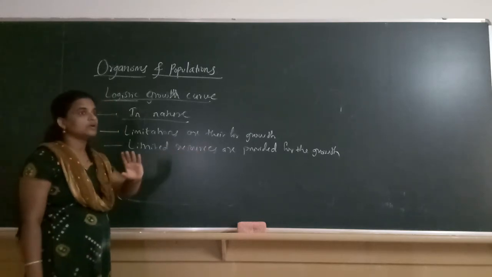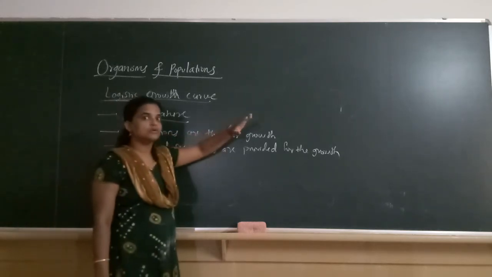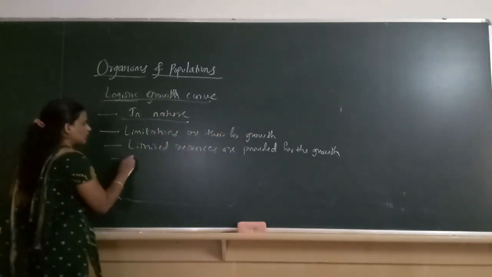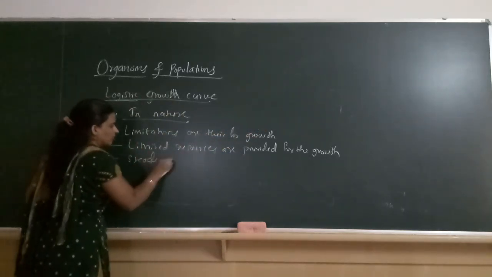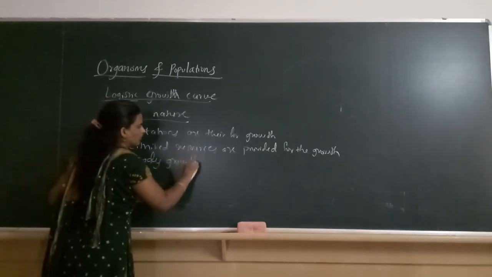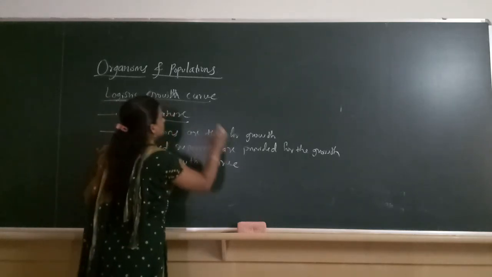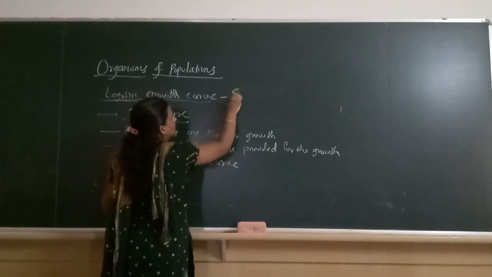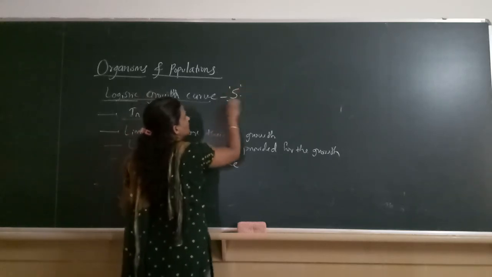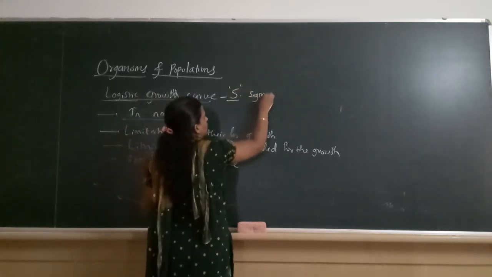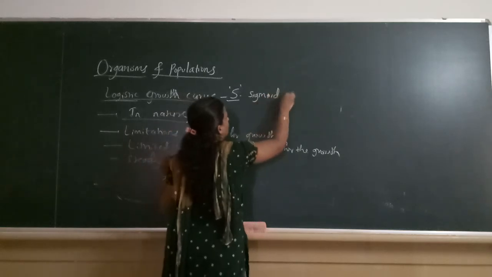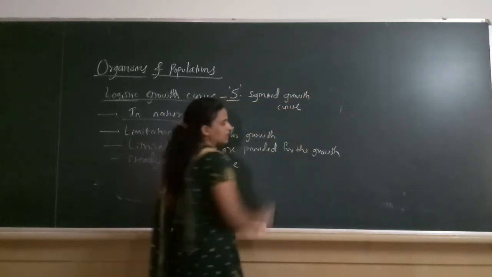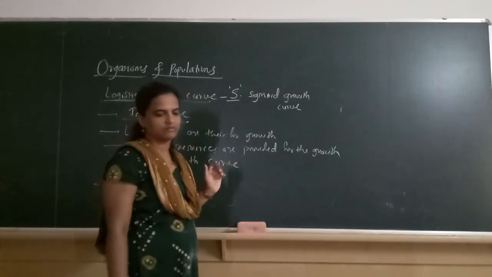Okay, so at some point growth will be steady. So this growth curve is also called steady growth curve. Okay, what is the shape of the logistic growth curve? That is S shape. S shape means sigmoid growth curve. Okay, what do they call this? They call it sigmoid growth curve.